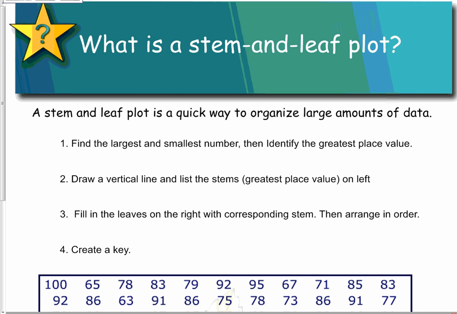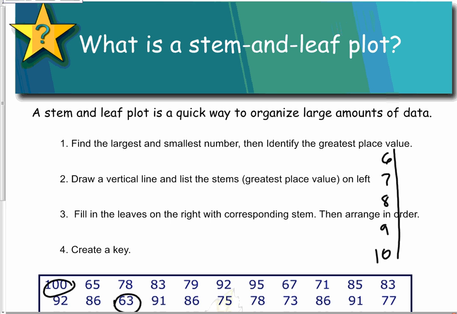So you see the number 100 is definitely the highest, and the lowest on here is probably going to be 63, I believe. So that's the lowest, that's the highest. Your stem and leaf is going to look like this. You're going to go 6, 7, 8, 9, 10. Those are going to be your stems.